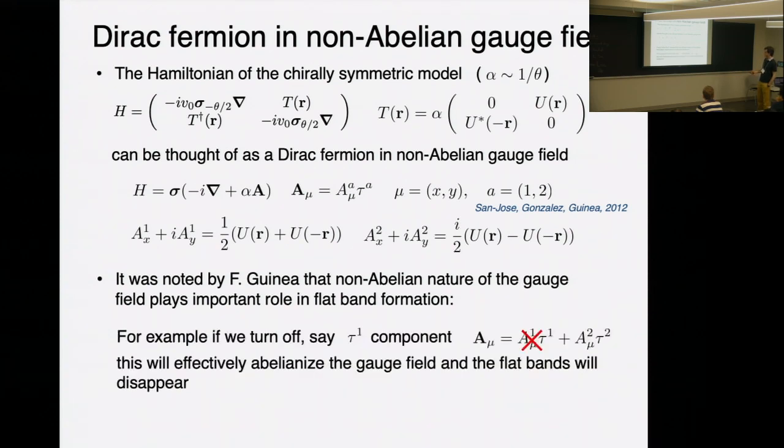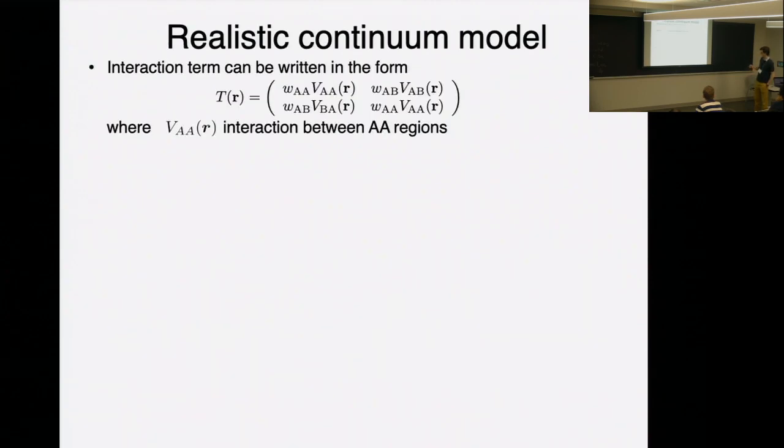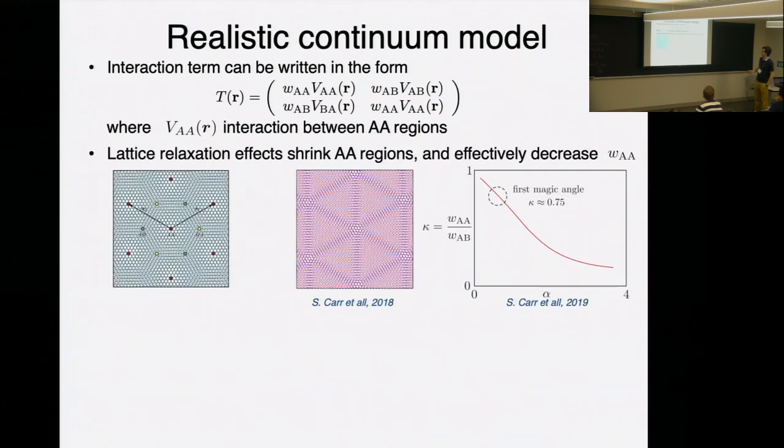And finally, we arrived at what we call the chiral symmetric continuum model. It's the model where we use the opposite limit: we switch off the diagonal terms and keep only the off-diagonal terms. We believe that this model is the core model of this phenomenon, because in this model we see exactly flat bands, and they appear periodically with the twist angle. It was noted by Tarnopolsky that in this limit, in this chiral symmetric model, the Hamiltonian is represented as a Dirac fermion moving in a background non-abelian gauge field.